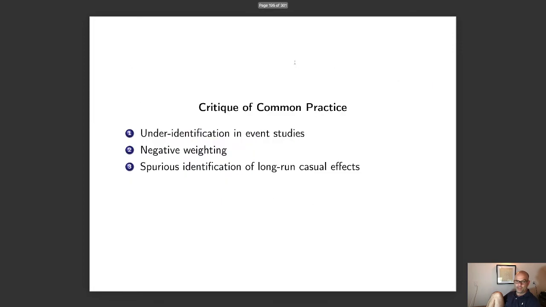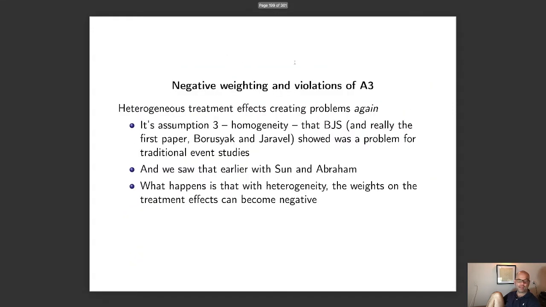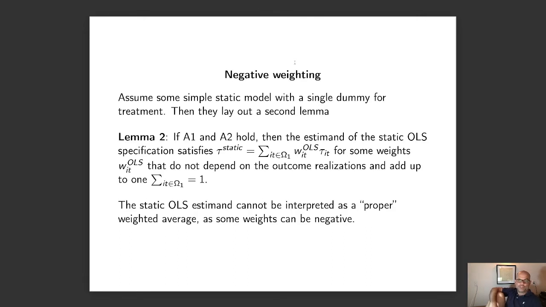Secondly, negative weighting. This is the second thing that's problematic with two-way fixed effects under differential timing. You end up with these negative weights. When you have heterogeneity, the first paper as well as the second paper showed there was a problem for traditional event studies. We saw this earlier with Sun and Abraham. What happens is that with heterogeneity, the weights on the treatment effects can become negative. So assume some simple static model, but this is not just with the event study. This is even with the static model.